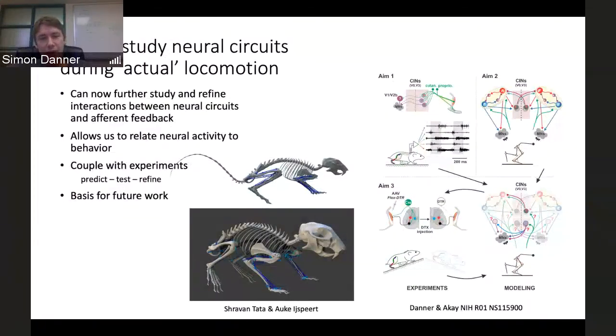And ideally, this should be done by coupling it with experiments that use the model to predict a certain outcome and then test that experimentally and keep refining. That's what Turgay and I are planning to do in the near future. And on the other hand, we are also looking into improving the biomechanical model. So these are two renderings of a model that Shravan Tata and Auke Ijspeert developed, and we are collaborating with them so that we can look at quadrupedal locomotion in 3D and increase the detail of the biomechanical part of the model as well.